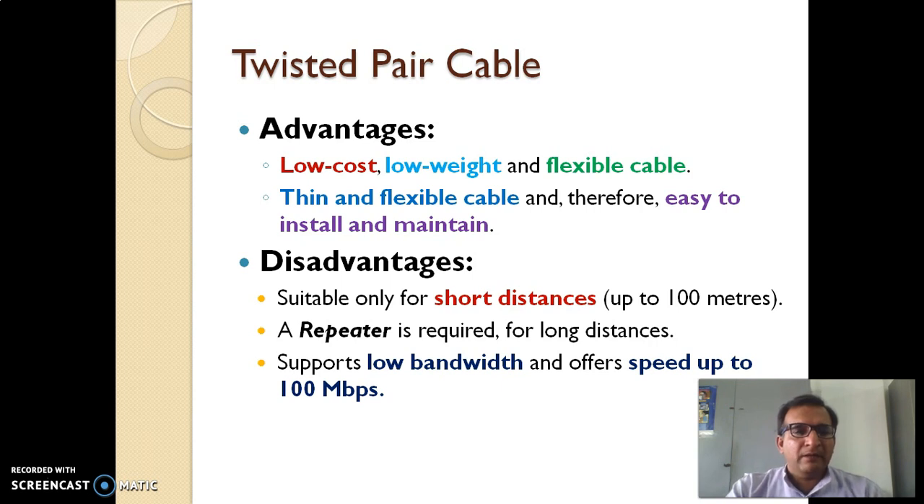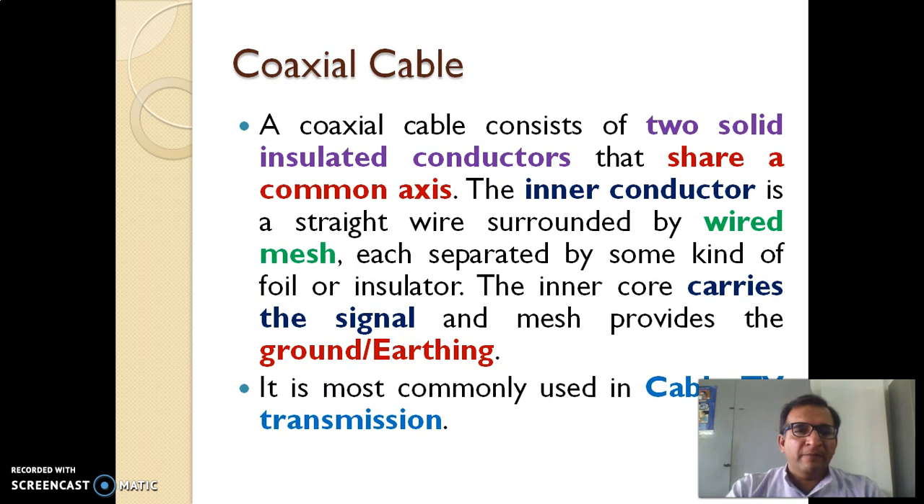The disadvantages are they are suitable for short distances only, that is up to 100 meters. A repeater is required for long distances, and they support low bandwidth and offer speed up to 100 Mbps only. If we talk about the coaxial cable, it consists of two solid insulated conductors that share a common axis.